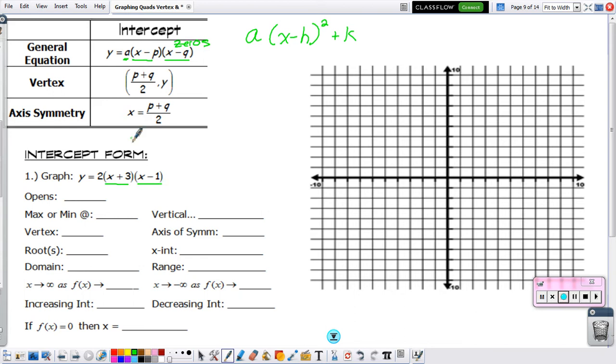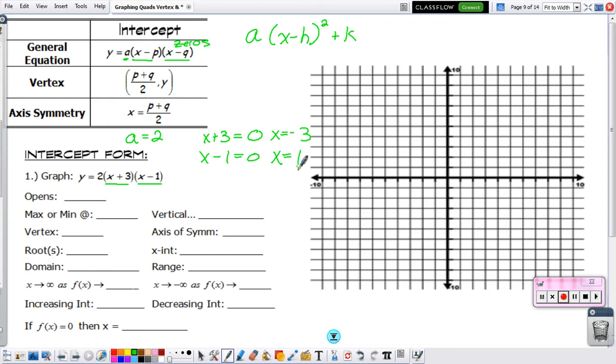So I pick up that my a value is 2, and I would know, if you go back to your Algebra 1 days, that if we were to solve these equations for 0 using the zero product property, we would get x to be negative 3 and x to be 1. Okay, those would be our solutions and would be x-intercepts for us.